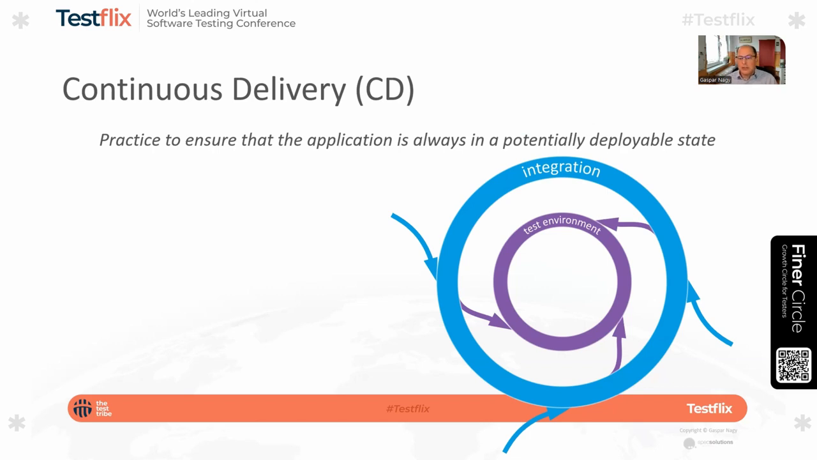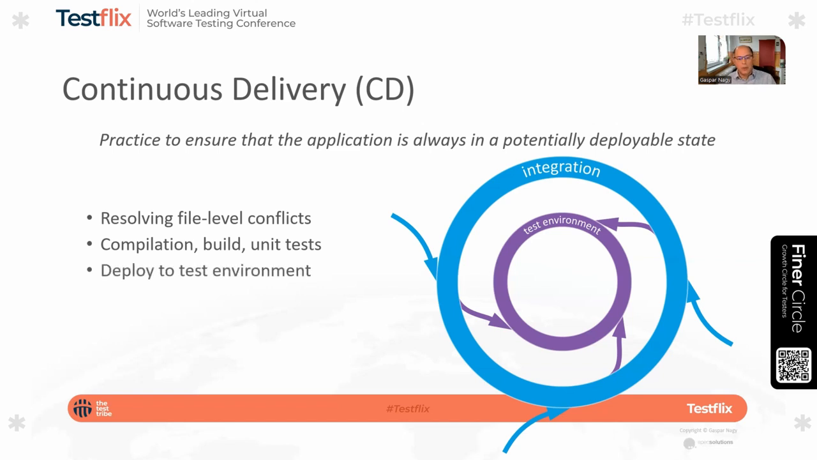Usually we have a so-called continuous delivery pipeline, or CI/CD pipeline, as it's commonly known, which tries to make as many quality checks as possible. Typically, it is doing things like resolving file-level conflicts. It compiles or builds the project and makes some basic checks like running the unit tests. It deploys the application to the test environment, so it also verifies that the deployment package and the state of the application is in a deployable state. And obviously, it also runs many regression tests.